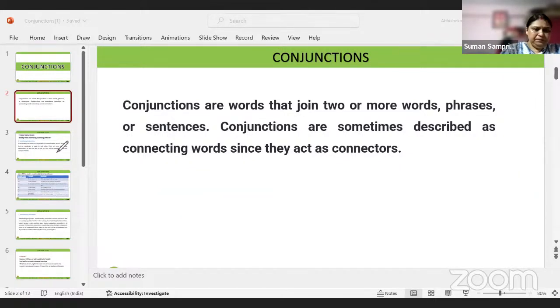Now moving on to the next slide. So what is a conjunction? A conjunction is a word that joins two or more words, phrases, sentences or clauses. Conjunctions are sometimes described as connecting words since they act as connectors. We also know them as joining words, right? So let's move on to the next slide.